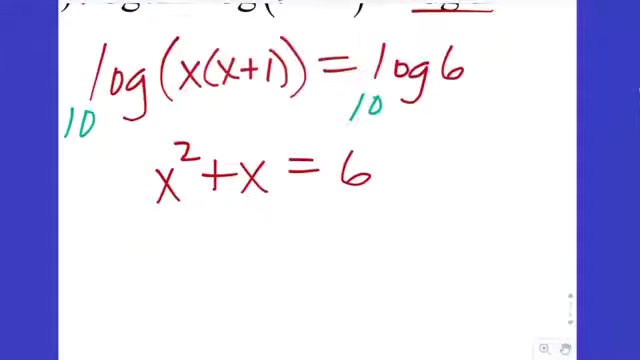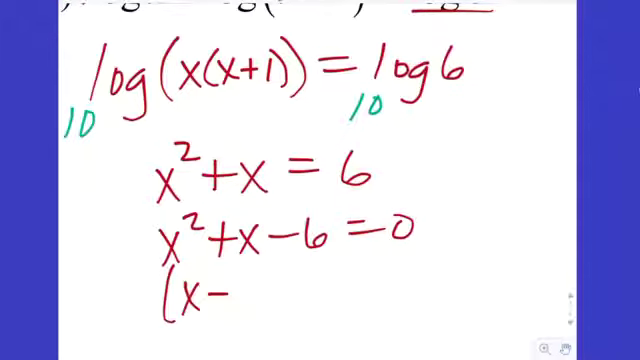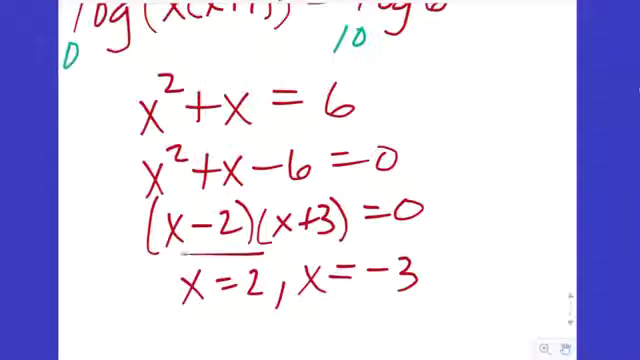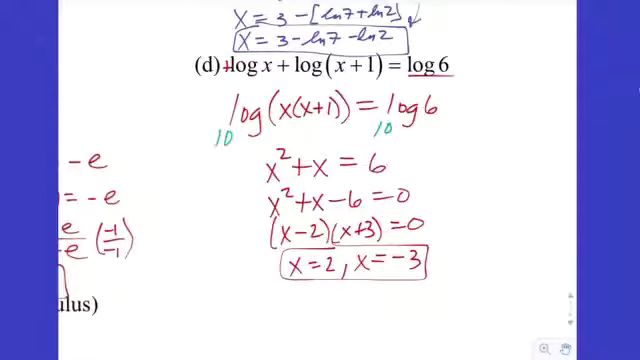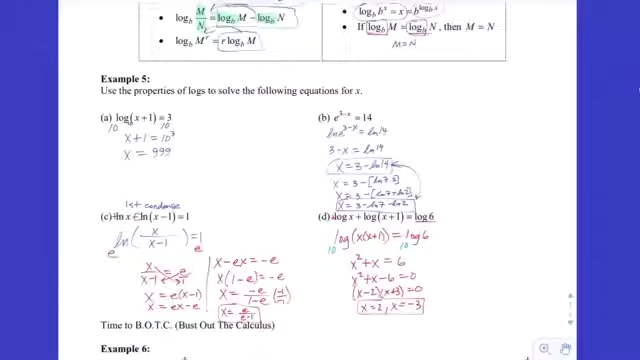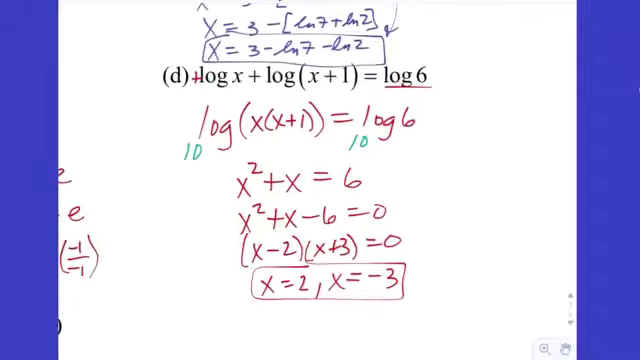Excellent. So we get x squared plus x minus 6 equals 0. x minus 2, x plus 3 equals 0. You get x equals 2 and x equals negative 3. Are they both good? Yeah, we haven't really been checking here, but remember that you can only take logs of positive numbers.